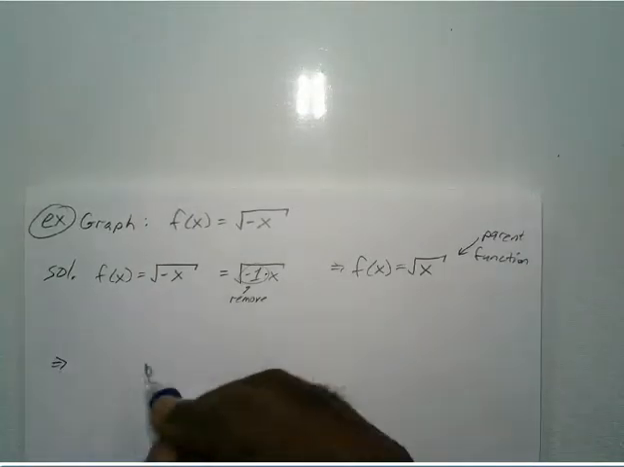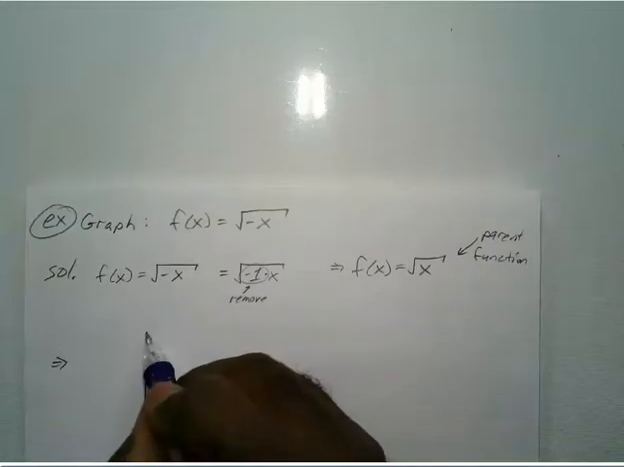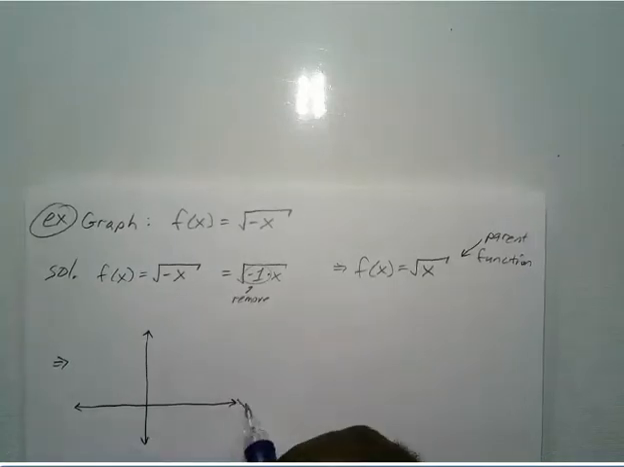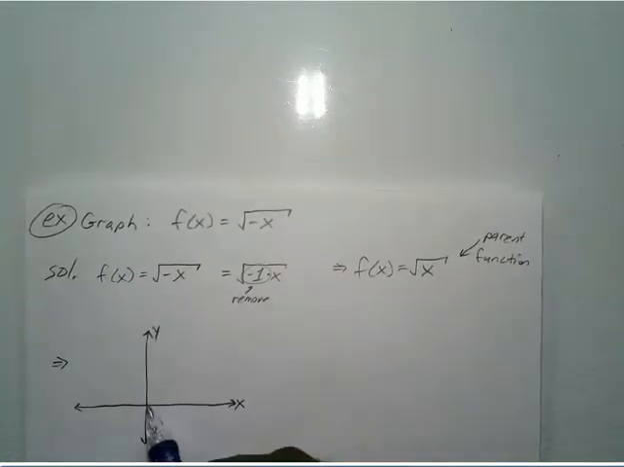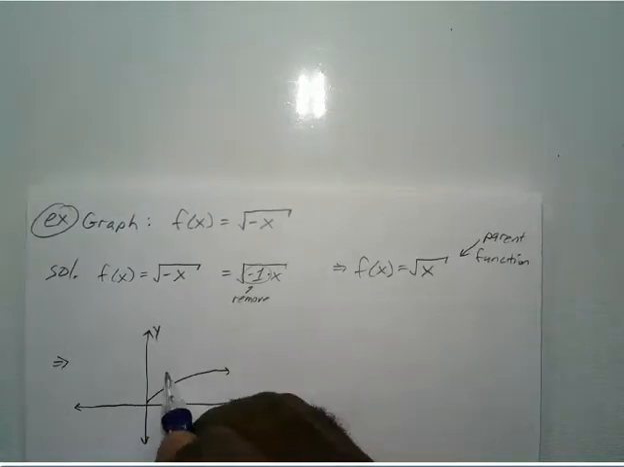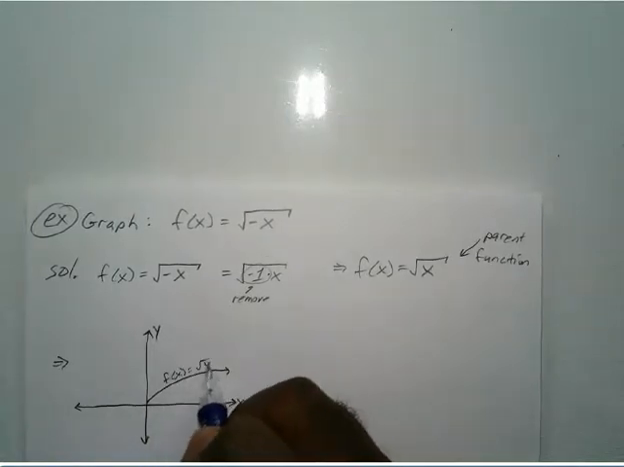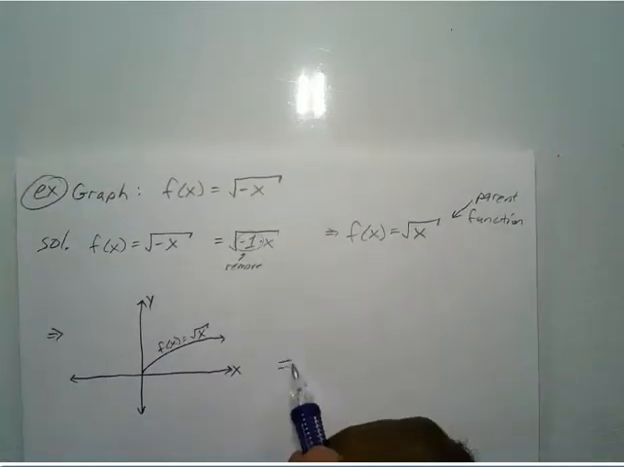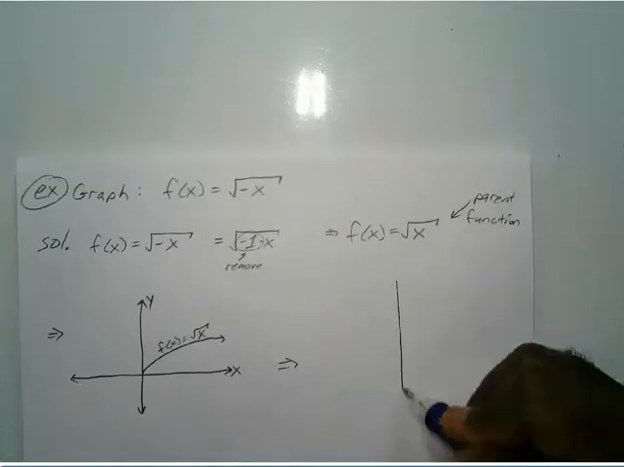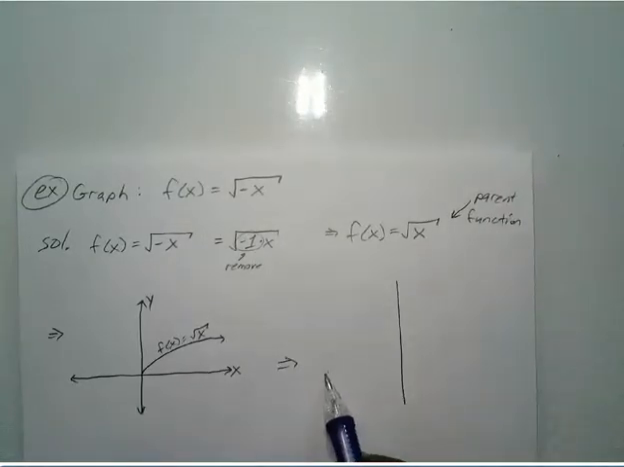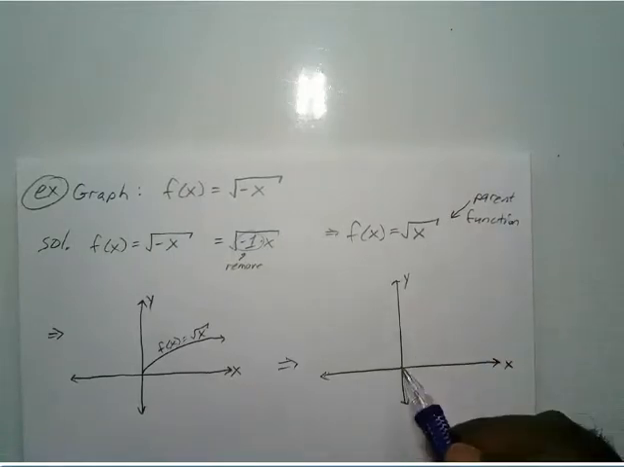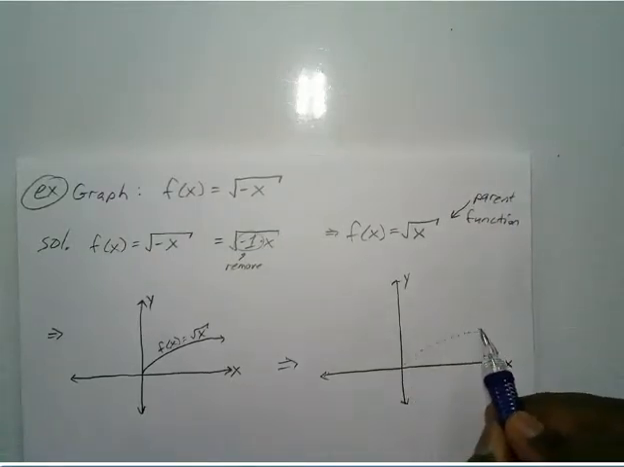So if we go ahead and draw our parent function, we have our x and we have our y. We're going to draw our parent function, f of x equals square root of x. Oh, move that up a little bit. There we go. Now, again, we draw our x and y axis. We have our x and we have our y, and we're just going to draw a little dotted parent function there.